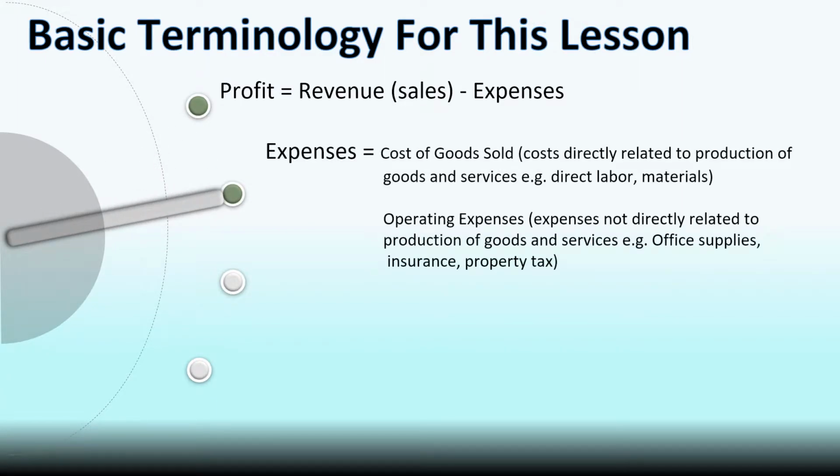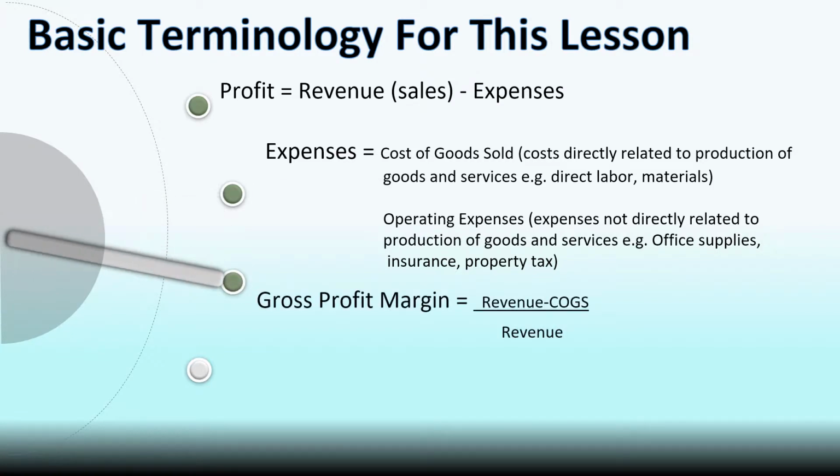Now there's two kinds. The first is cost of goods sold, which are your costs directly related to the production of goods and services, for example, your direct labor and materials. And the second would be your operating expenses. And these are expenses not directly related to the production of goods and services, such as office supplies, insurance, and property tax. Then there's profit margin.